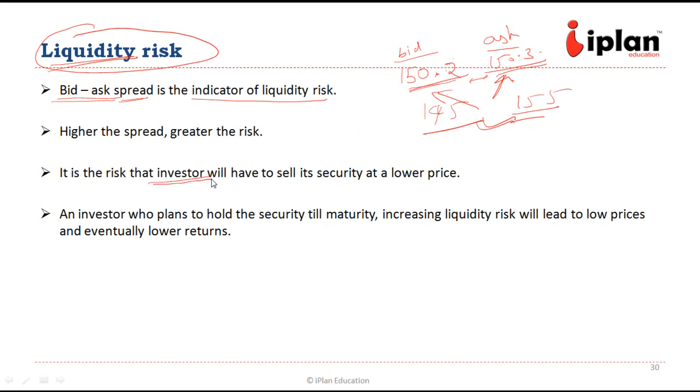So for an investor who already has a bond, liquidity risk indicates that he will have to sell the security at a lower price. So even an investor who is not planning to sell the security before maturity, who is planning to hold it till maturity, even for him there is a significant liquidity risk, because that will reduce the price. If there is illiquidity, that will increase the premium and decrease the price of the bond, which means a lower return on the bond. So liquidity risk is affecting even those kinds of investors who are planning to hold the security till maturity.